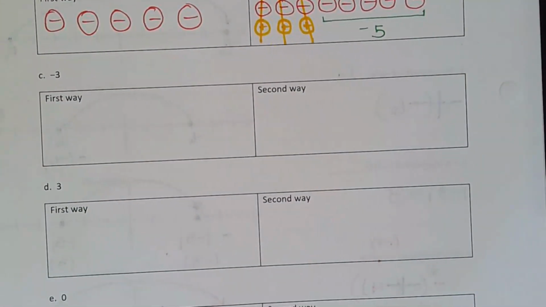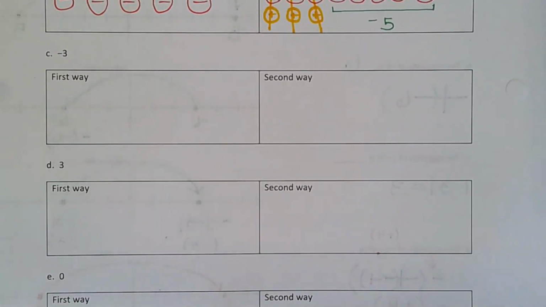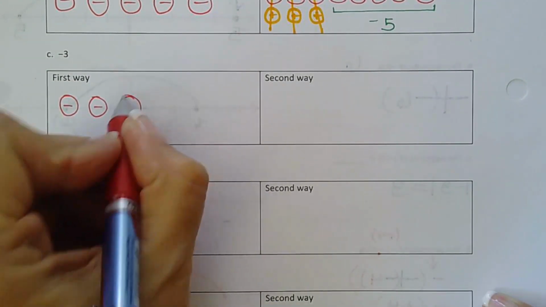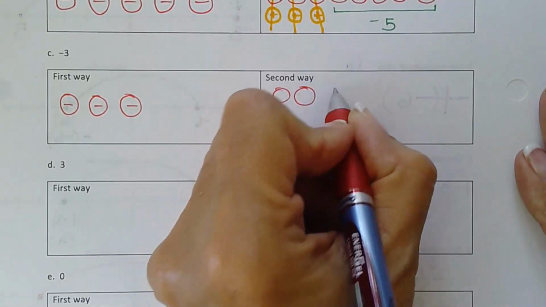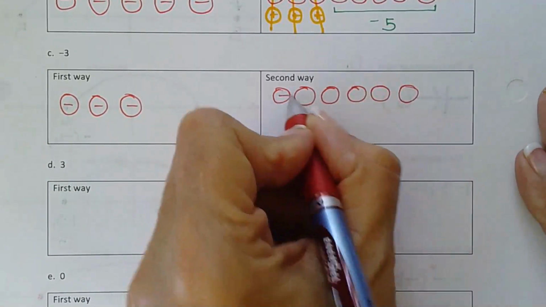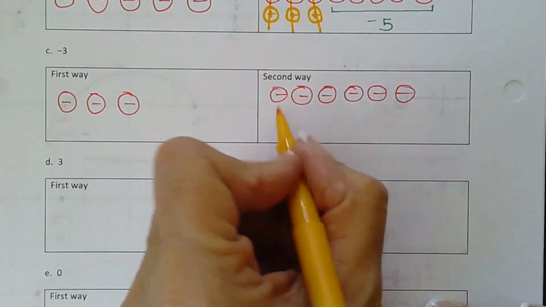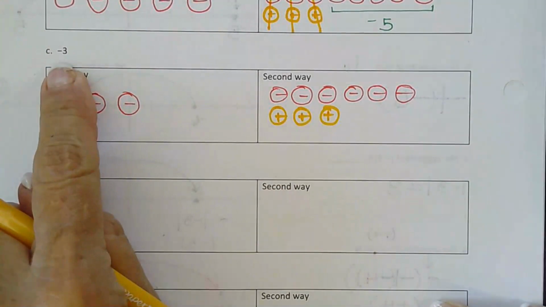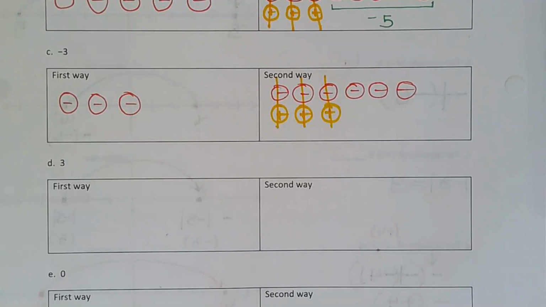Okay, so let's do one more together, and then you can shut off the video and try the next two on your own just to make sure you're doing okay. So negative 3 would be 3 negative chips, the easiest descriptor of it. Or we could do, how about 6 negatives? 1, 2, 3, 4, 5, 6. And we need to only have 3 left, so that means we need to put 3 positives underneath because we want our answer to be negative 3. So ding, ding, ding. And there's our answer, a negative 3.